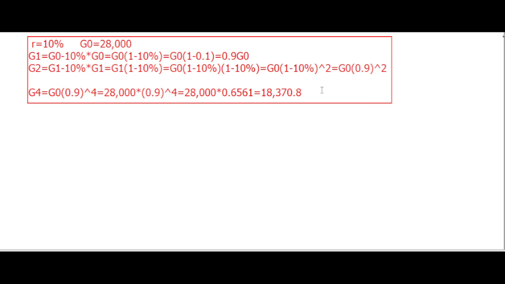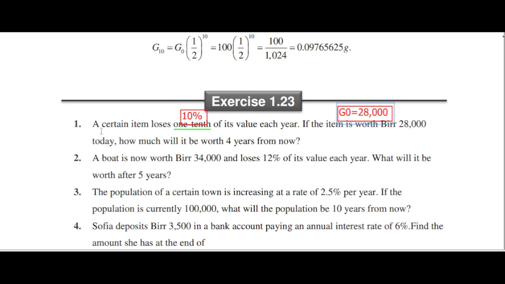18,370.8. This is the answer for question number 1. Let's go to question number 2.